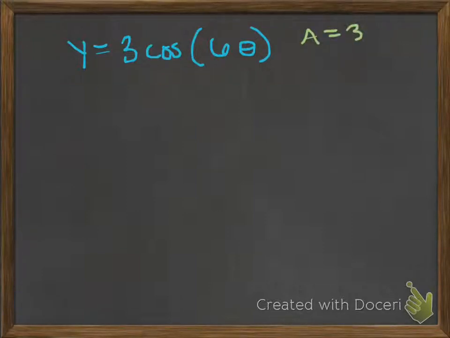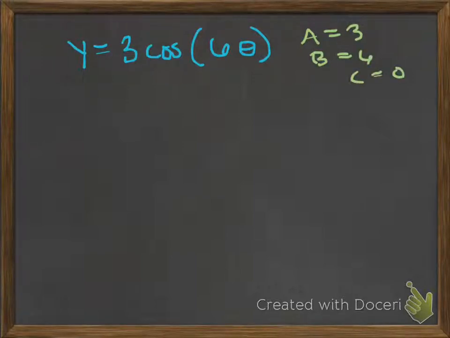Okay, so example on cosine. So we're going to do y equals 3 cosine of 6 theta. So our A is 3, B is 6, C is 0.